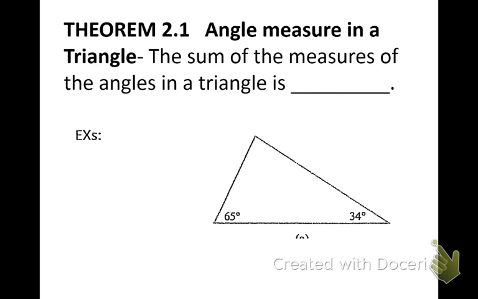An angle measure in a triangle. The sum of the measures of the angles of a triangle is what? 180, right. 180 degrees.